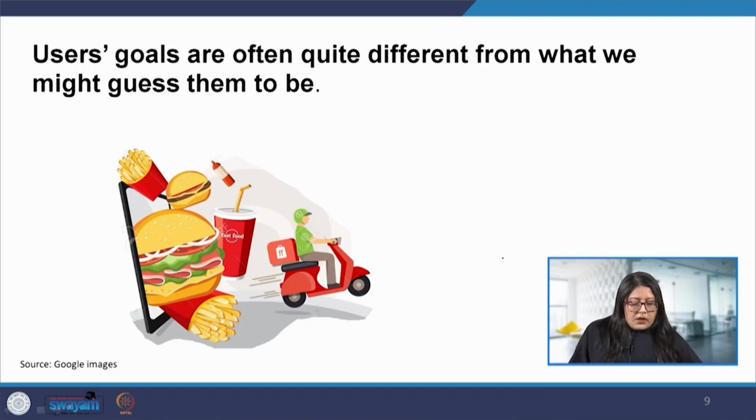For example, let us take a food delivery app. This app may assume that the user's primary goal is to order food quickly and conveniently. So they may assume this and then float some of their services like 20-minute delivery, 30-minute delivery, something like that. But in reality, the user's goal may not be time driven, but nutrition driven, or it may be driven by the choice of food. The user may be looking for healthy food, less oil or more options.